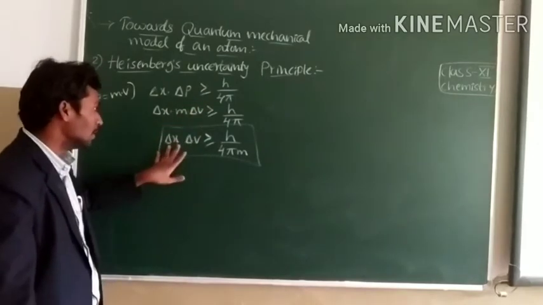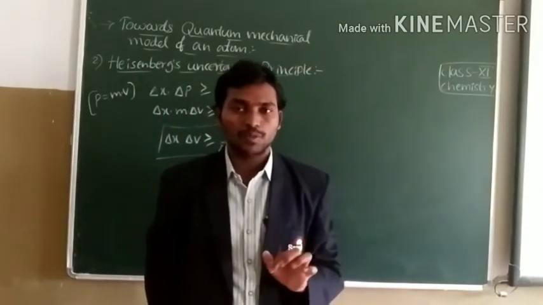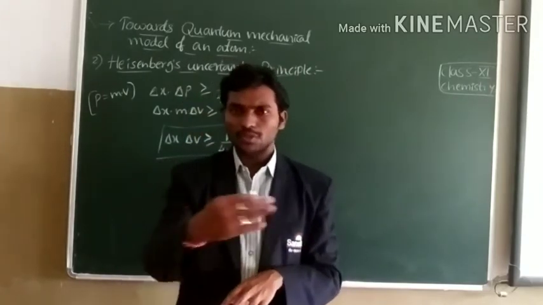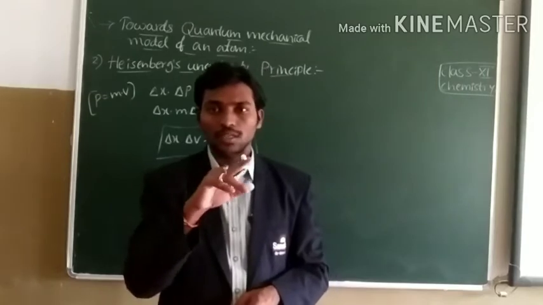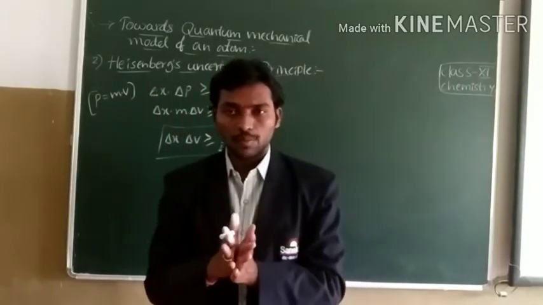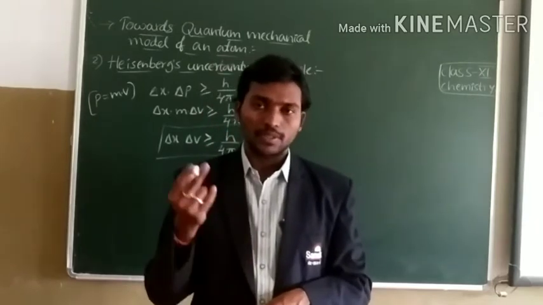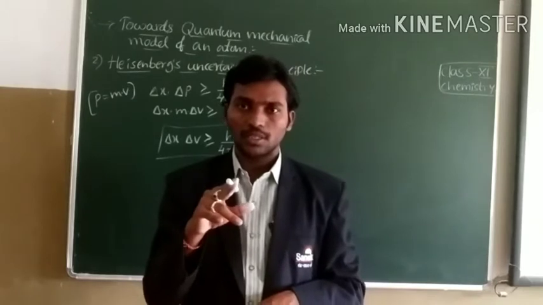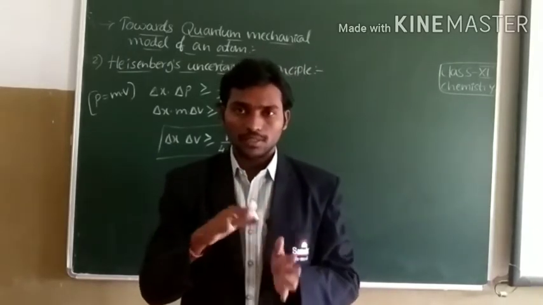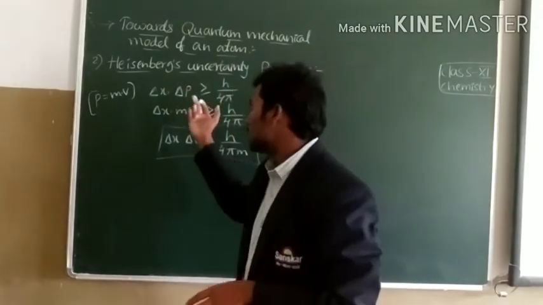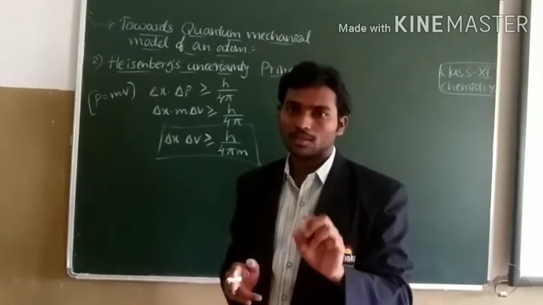It states that it is not possible to measure simultaneously the exact position and exact momentum of an electron at a given instant. According to Niels Bohr's theory, the electron revolves around the nucleus in circular orbits of fixed energy and radius, and he considered the electron as a material particle. When the electron revolves in these stationary orbits, we can exactly find its position and velocity. But according to the uncertainty principle, it is impossible to measure simultaneously the exact position and exact momentum of an electron at a given instant.